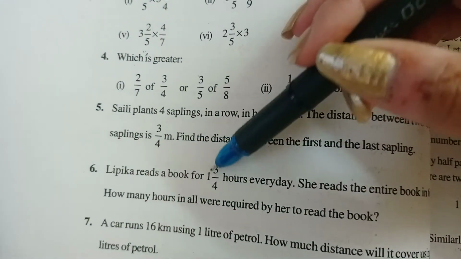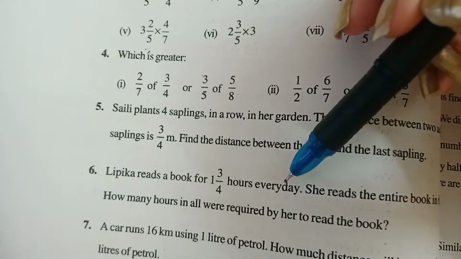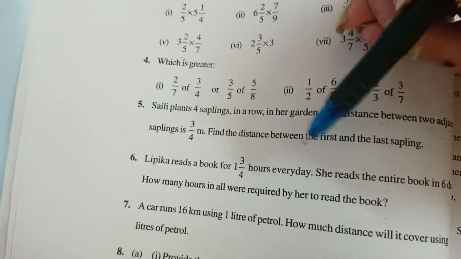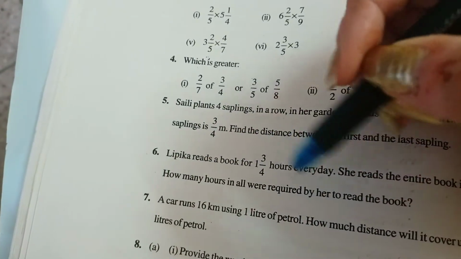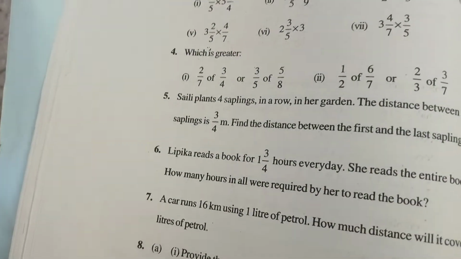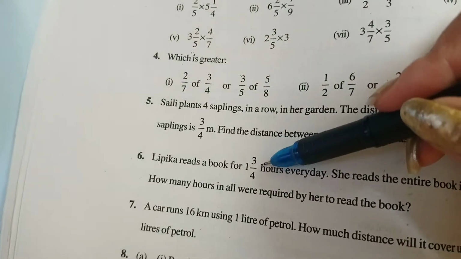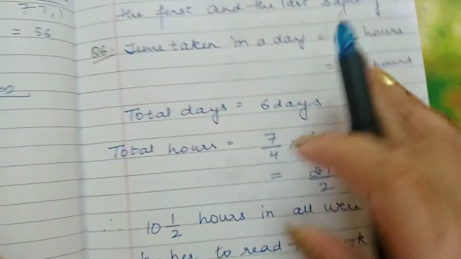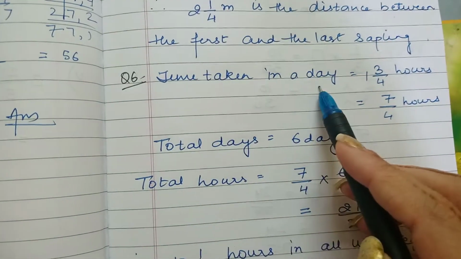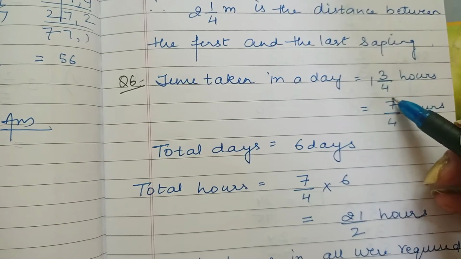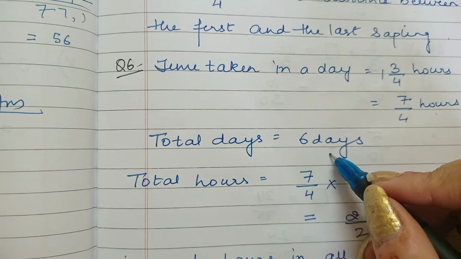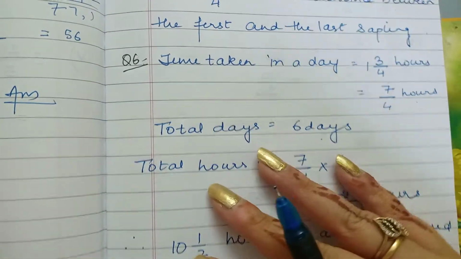Lipika reads a book for 1 whole 3/4 hours every day. Every day she spends 1 whole 3/4 hours to read a book. She reads the entire book. The whole book she has read in 6 days. How many hours in all were required by her to read the book? Now, if she has taken this much time in one day, they're asking for the total hours taken by her in all 6 days. So the time taken in one day is given to us, which is 1 whole 3/4, that means 7/4 hours, and the total days she spent is given to us, 6.